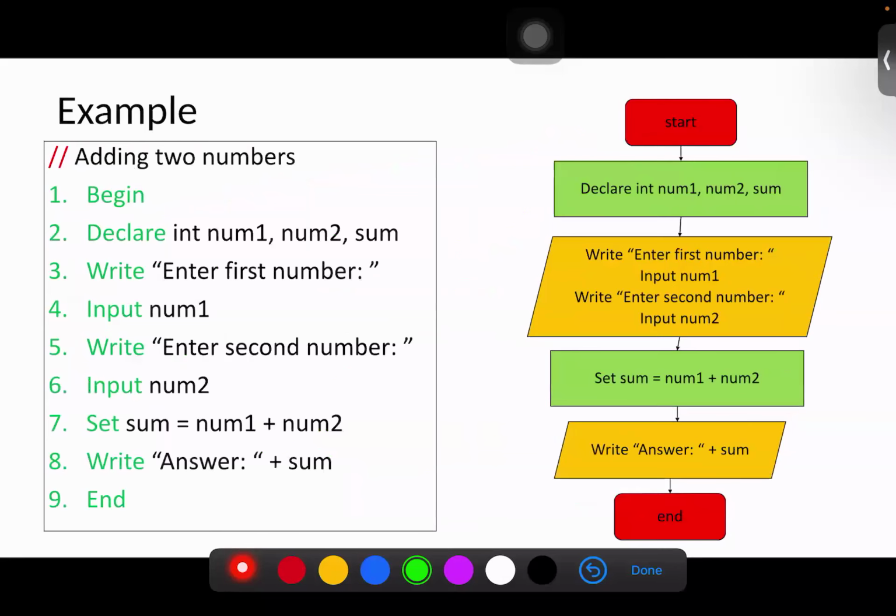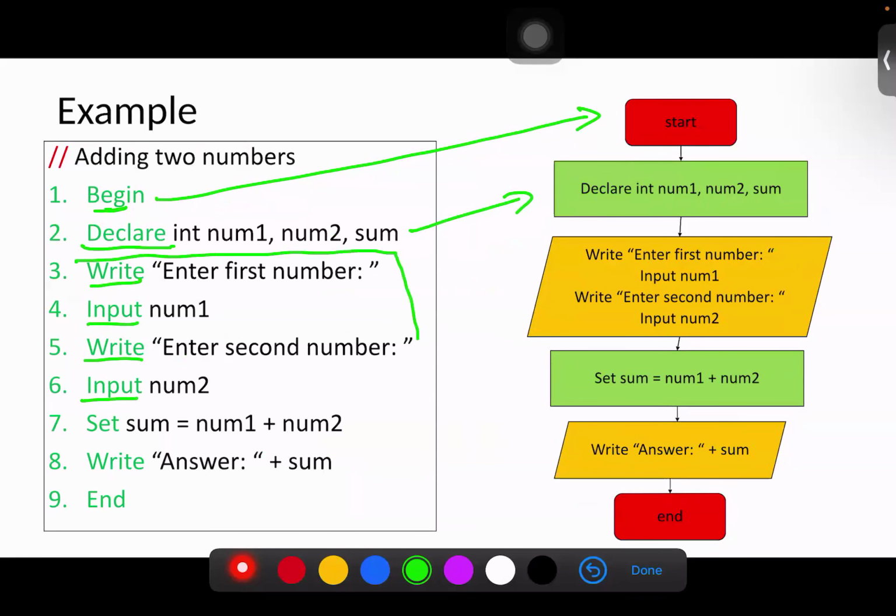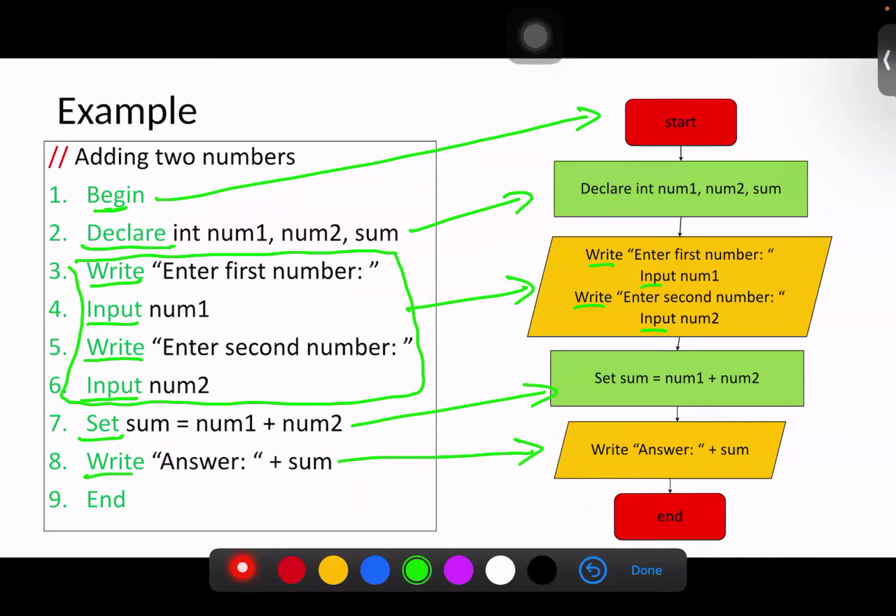Okay, same thing applying over here. Begin is a terminator, so we are starting. Then declare, so we are processing. Then write, input, write, input. You can draw them one by one, or if they are all together like this, you can put them all on one shape. So you notice that the shape is the same for all of them. Then set is a calculation, so we are doing process. Then write is an output, so we are doing parallelogram. And then end is a terminator. So all the pseudocode you've written, you can actually draw the flow chart.